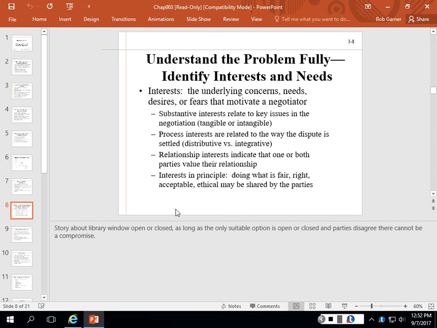All right, then the last, interest in principle. Doing what's fair, right, acceptable, ethical, and maybe shared by the parties. Once again, I caution you, though, you are going to deal with people in your lifetime that don't have the same ethical standards that you do. When you are in that situation, you're going to be at a disadvantage. If you have high ethics and they don't, you just got to guard yourself.